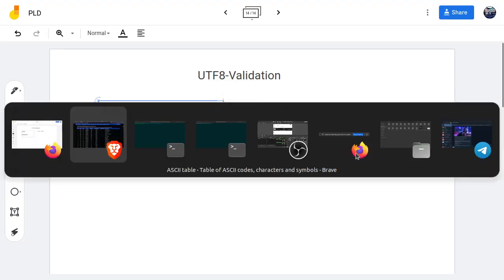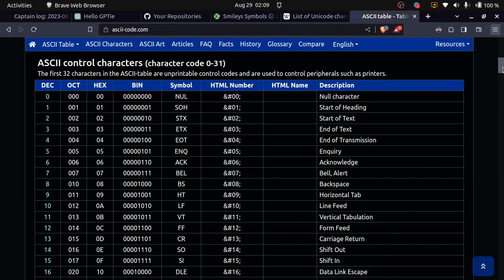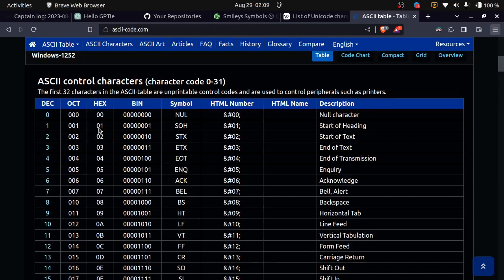Now this guy, you've seen that this is the binary equivalent, the decimal equivalent is 1, and there is the hexadecimal equivalent. It's important to pay attention to the hexadecimal because it makes you understand the UTF encoding. I don't think you can do without it. So this is no character, no byte. This is the start of heading.